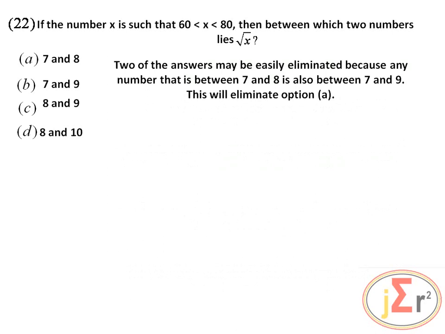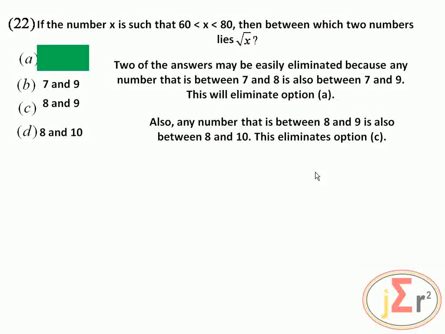So two of the answers may be easily eliminated because any number that is between 7 and 8 is also between 7 and 9. So we're going to take this one out because any number that is between 7 and 8 is also between 7 and 9. So this one is eliminated.